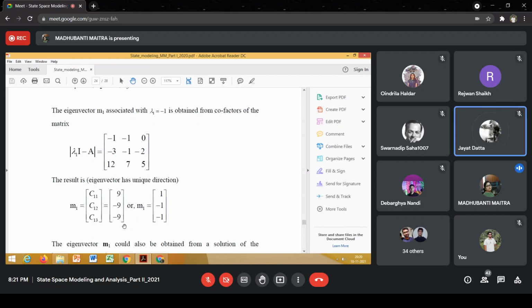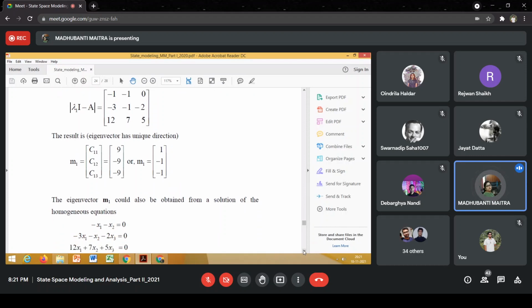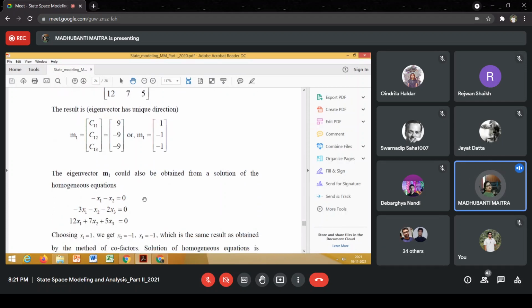Yes, ma'am. Since this is a matrix, we can divide it by 9. So the first eigenvector, which is P in this case, is 1, minus 1, minus 1. We can apply the same technique, or you can obtain the eigenvectors by solving this equation, but I guess this one is a better method.